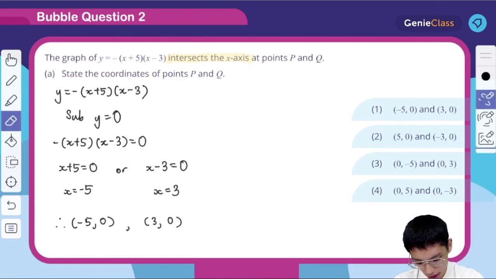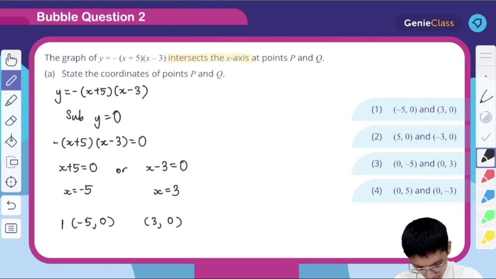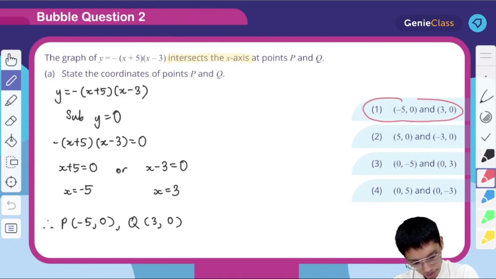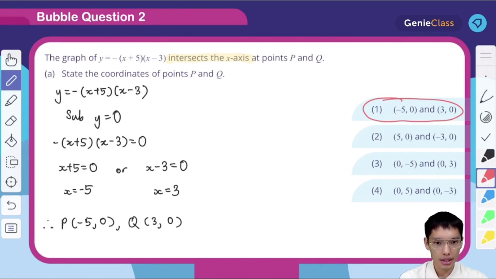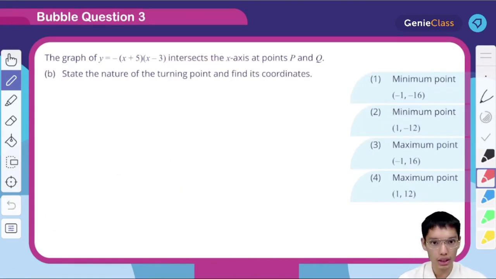To write it even better, I should write it this way. This is P, this is Q. That's my answer over here. Doing good so far from the response. Now, next one over here, bubble question number 3.